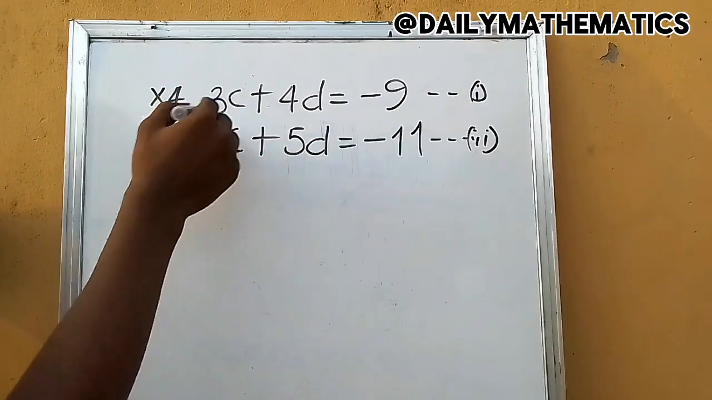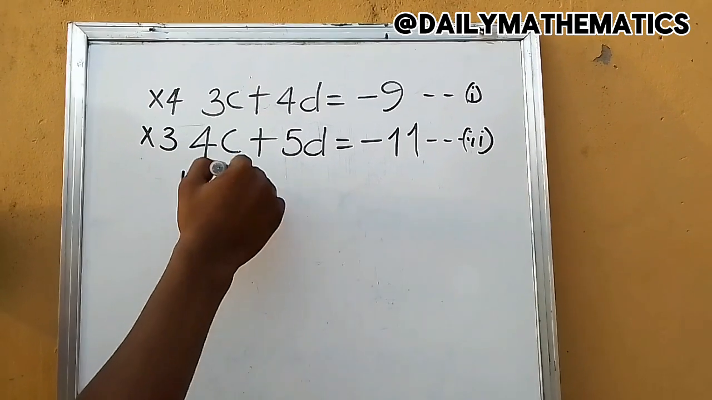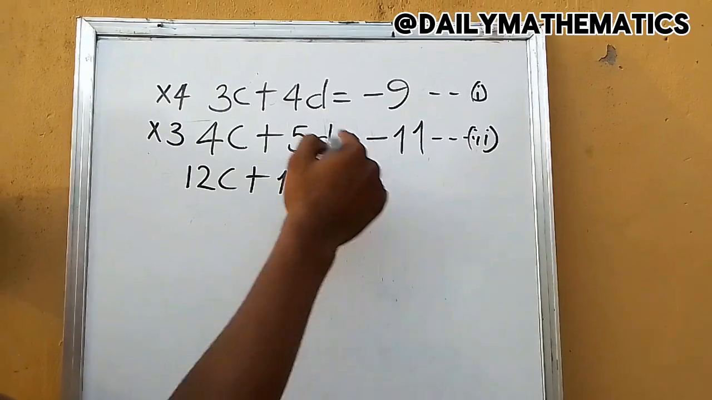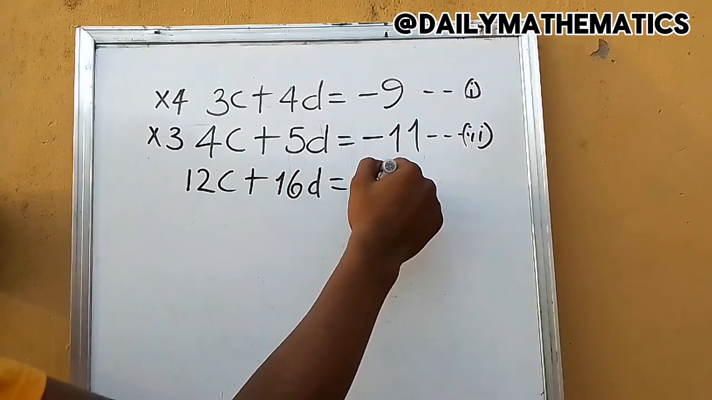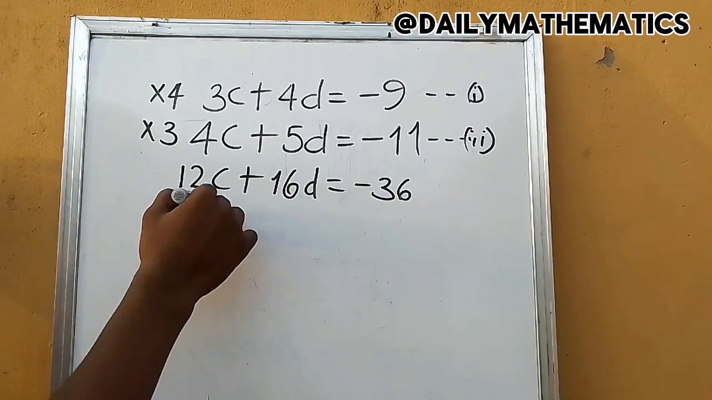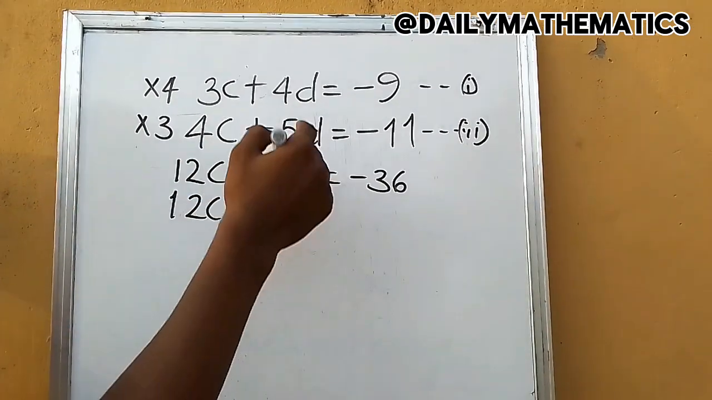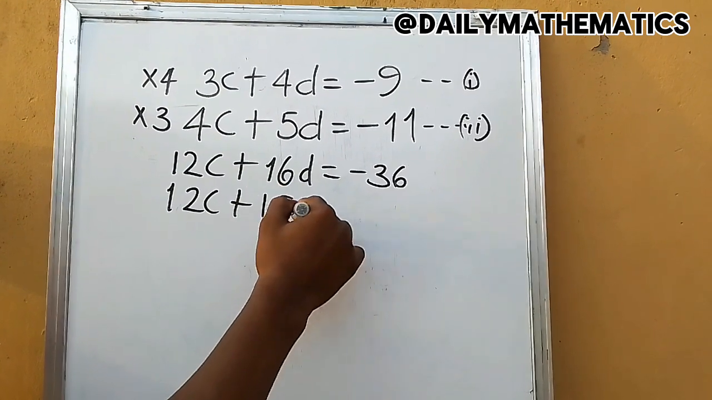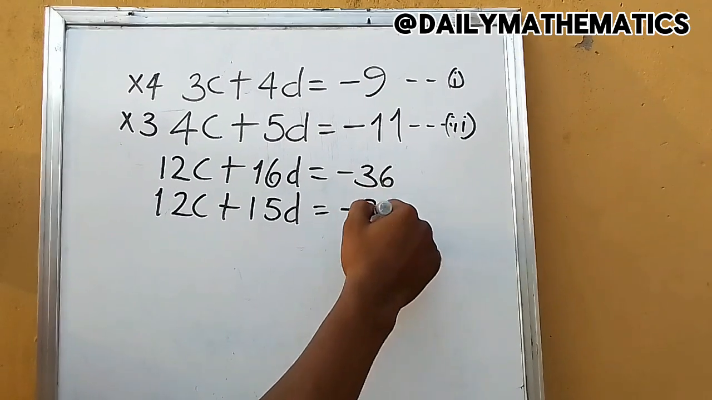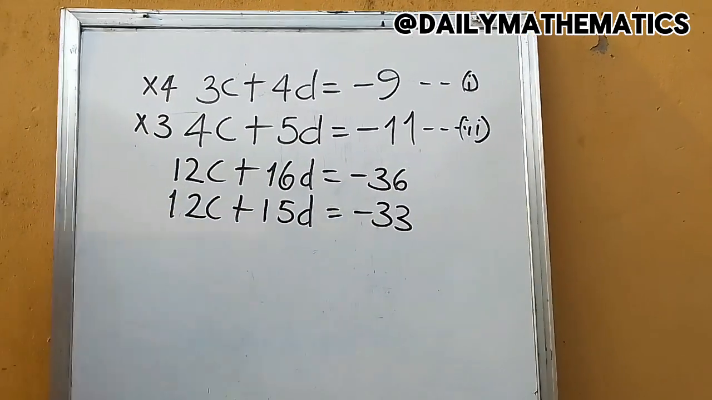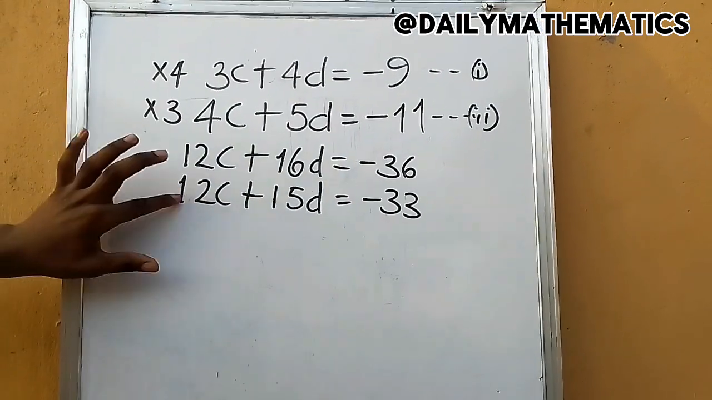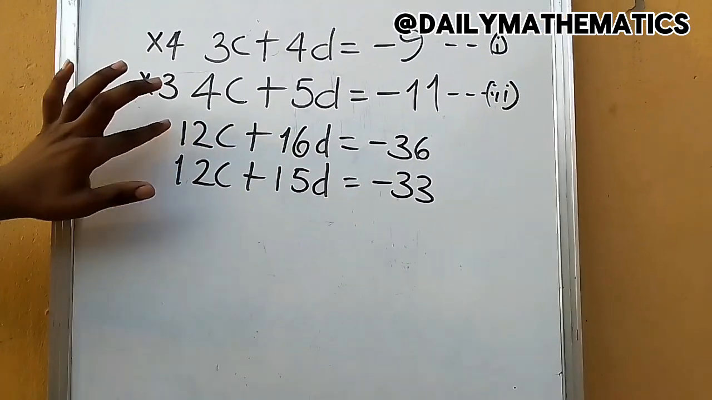So from here we have 3 times 4, that's 12c. Here 4 times 4, that's 16d, equals 4 times minus 9, that's minus 36. For the second equation, 4 times 3, that's 12c, plus 3 times 5d, that's 15d, equals 3 times minus 11, that's minus 33. That's minus 33, right? All right, so now we have the same coefficient at the C.